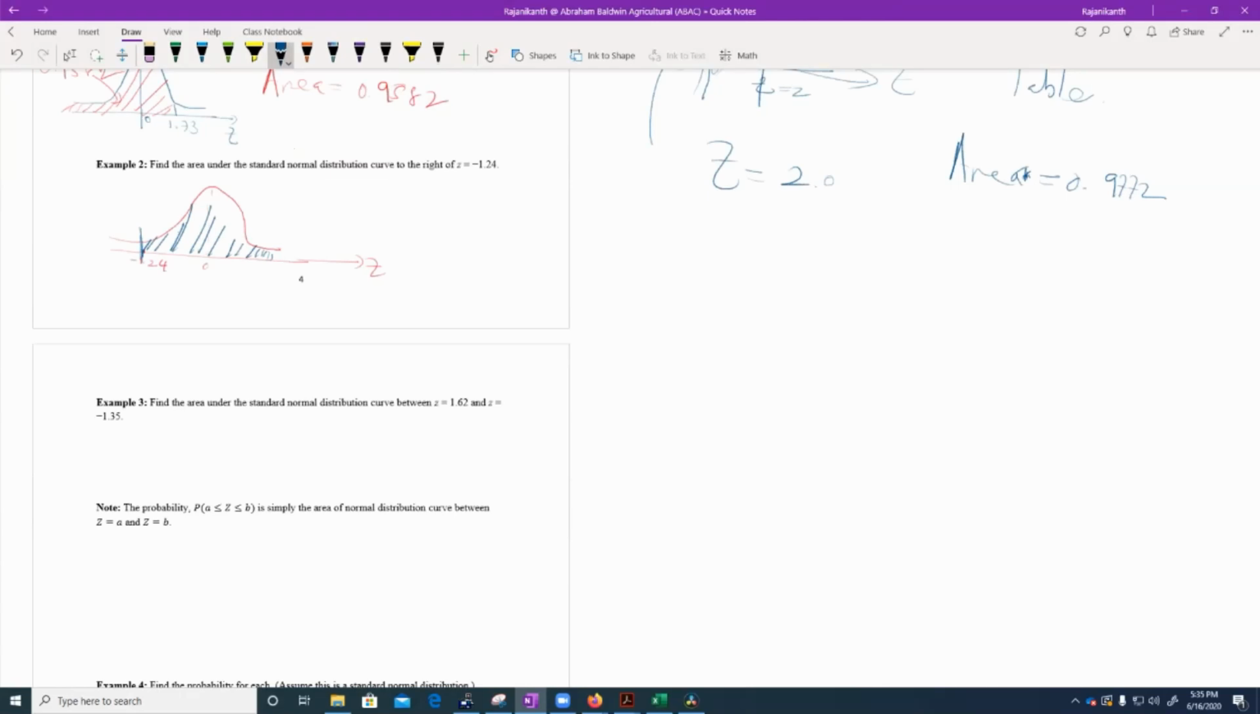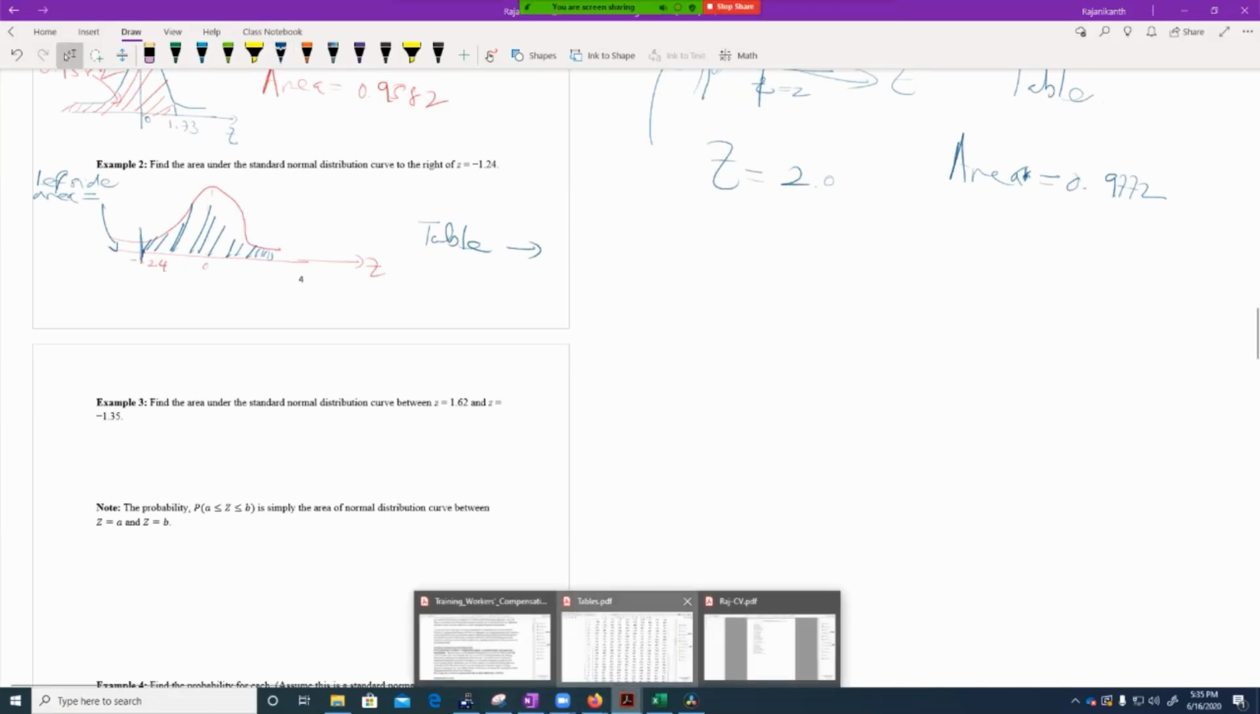So now you need to think a little bit. Remember, the table will always give you the left side area of the point. So if you look at your table and find the area, the table will always give you the left area. This is my left side area. So first let us find the left side area, the area which corresponds to negative 1.24.